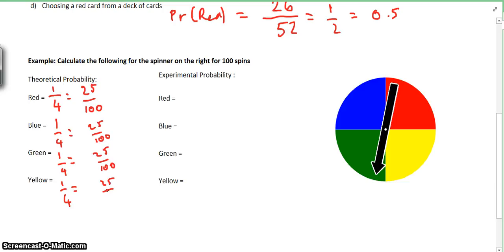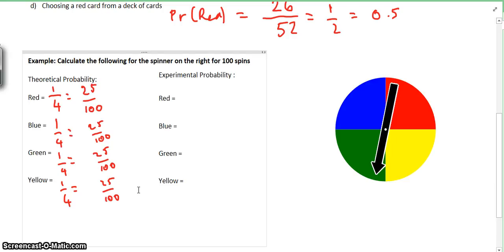Now some of you might be asking, where did I get the 25 from? What's 1/4 of 100? That should get you 25, and that's where I got 25 from. The only difference is that when we look at things theoretically, they don't always match up experimentally. So if I actually spun the spinner 100 times, would you expect me to get 25 out of 100 for all these colors as we theoretically predicted?